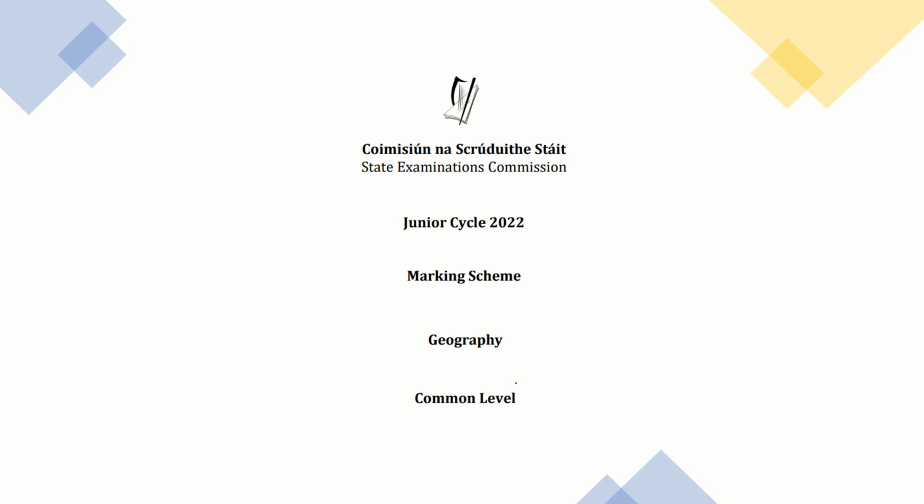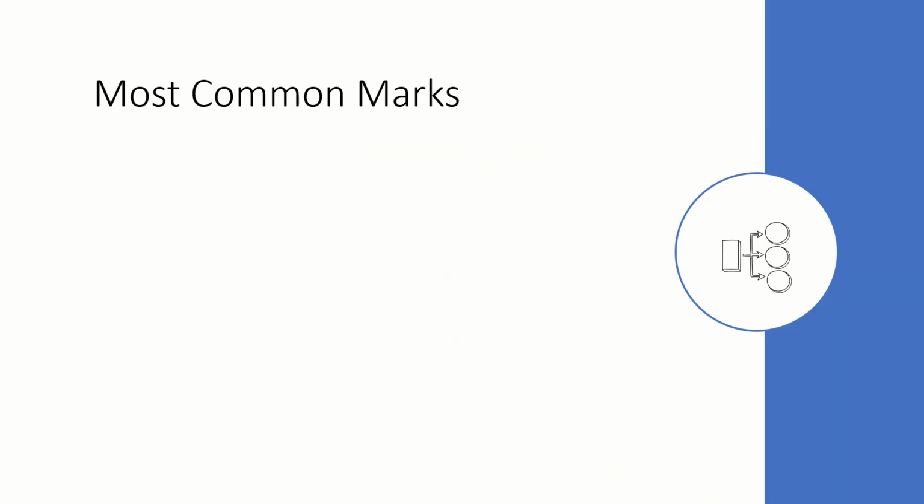Okay, next thing we're going to talk about before we quickly dive into enhancing our answers in junior cycle geography is the marking scheme. Now, this is a document that you would never have looked at before. There's no reason why you should have looked at it, but I'm going to try to break this document down, and explain what it tells me as a junior cycle geography teacher, and what it tells you as junior cycle geography students.